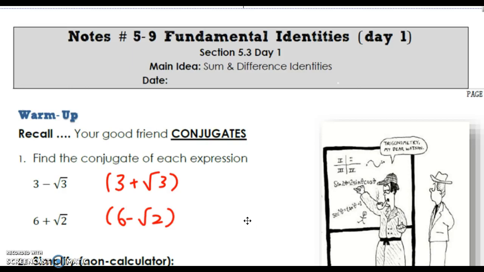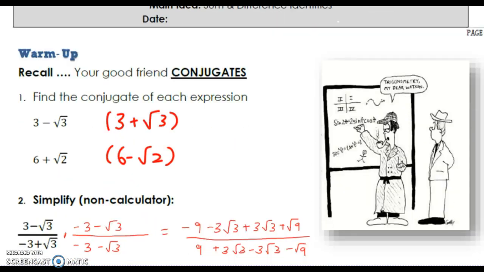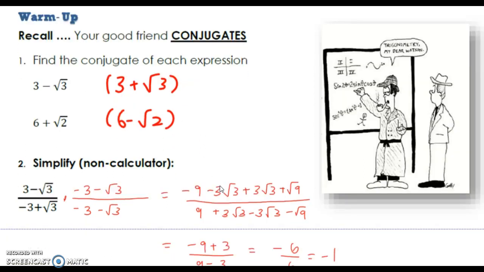Okay, neat. We're going to start notes 5-9 today. This is another type of identity, but we generally just use this when we are solving equations. Your warm-up, number one, you definitely should have been able to knock out of the park without me. It should be 3 plus radical 3, and then 6 minus radical 2.